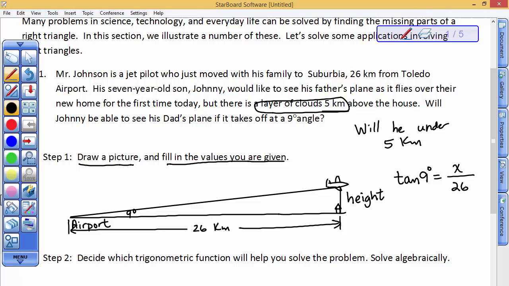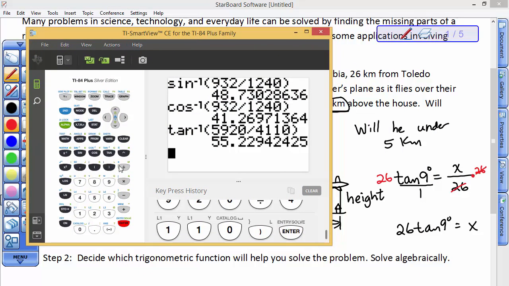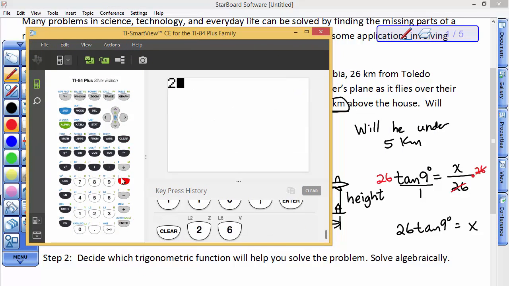I'm going to every once in a while refer to a proportion when solving right triangles. So if you put tangent of 9 over 1, you would now just take 26 times the tangent of 9 degrees to give you 1 times x, which is x. Or algebraically, many of us would just say, let's multiply both sides by 26 to get x alone. So 26 times the tangent of 9. Let's do that. 26 times the tangent of 9 degrees, and we've solved an application.